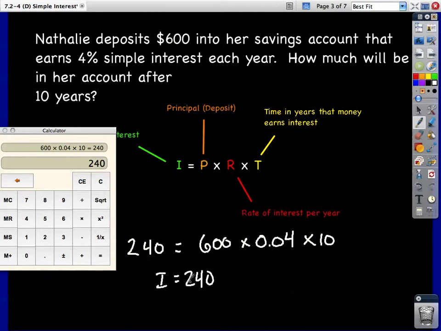So she's going to not only have the original $600 in her bank, but she's also going to have the amount of interest that she earned. And when you add those together, you get $840. That's pretty cool. So just after 10 years, she will have grown the amount of money she deposited from $600 to $840. And so what I'm doing with this formula is I'm just plugging in the values that they give into this formula and then doing some calculations.